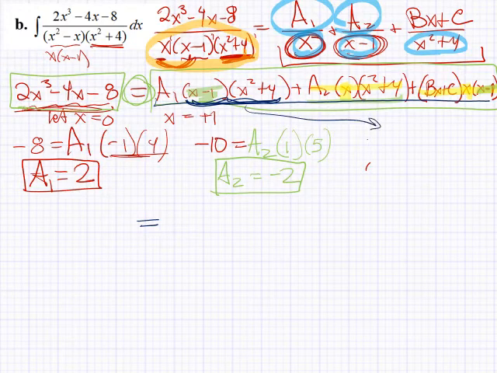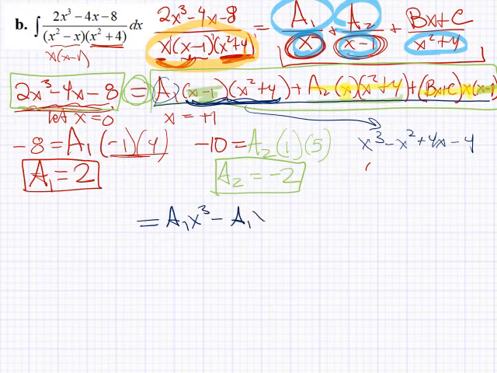Well, let's see. This will be x cubed minus x squared plus 4x minus 4. And then the a1 has to multiply into that, so I end up with a1x cubed minus a1x squared plus 4a1x minus 4a1. Okay? Then I'm going to do the next one.